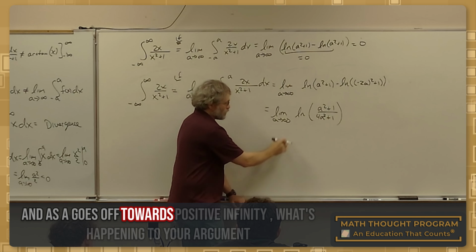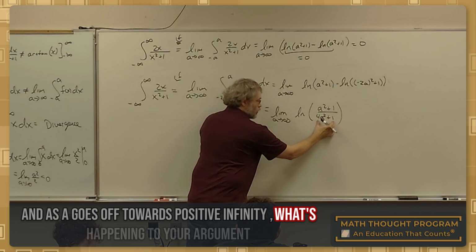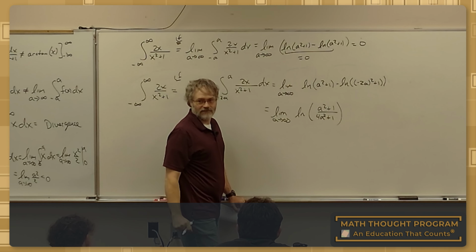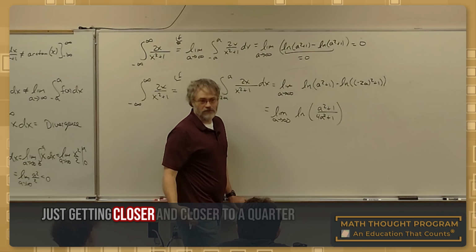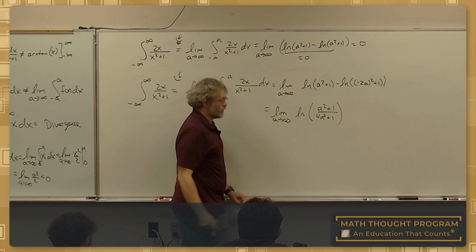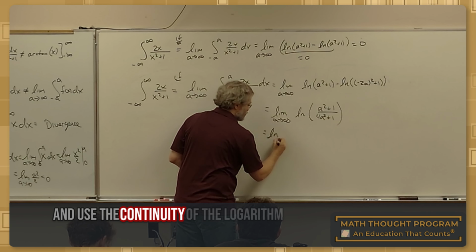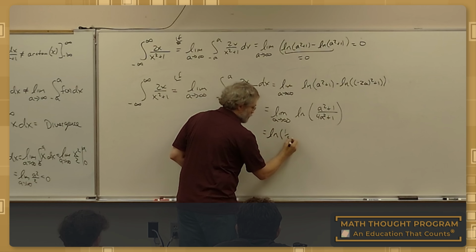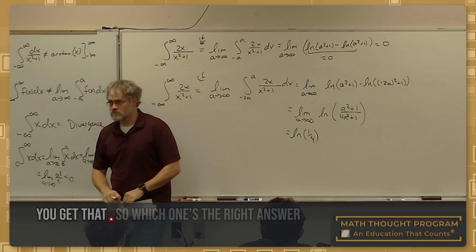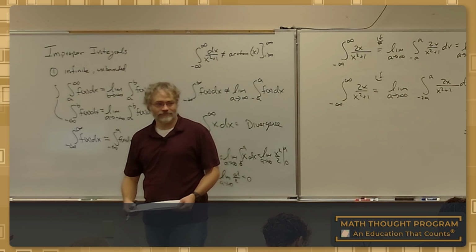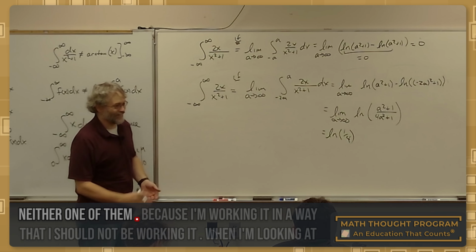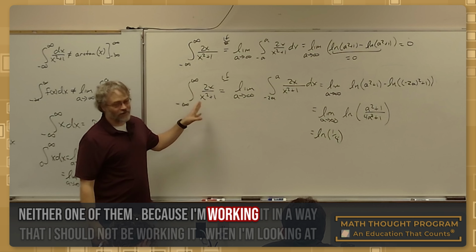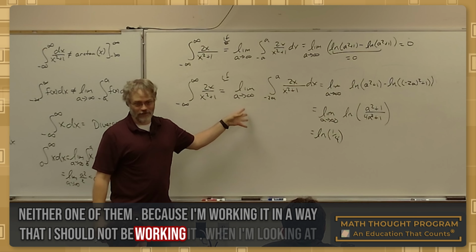And as a goes off towards positive infinity, what's happening to your argument? It's getting closer and closer to a quarter. And use the continuity of the logarithm, you get that. So which one's the right answer? Neither one of them. Because I'm working it in a way that I should not be working it.